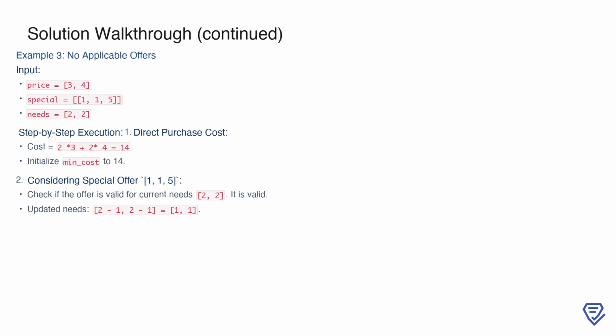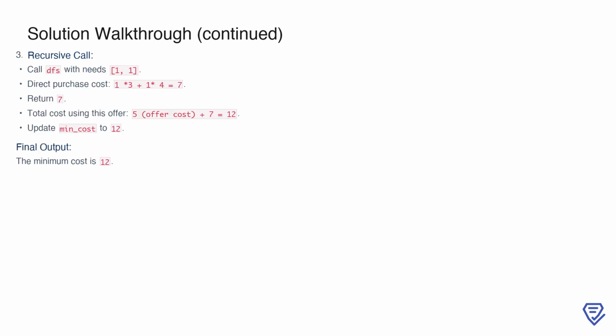To check if it is valid, we verify that the quantities in the offer do not exceed the current needs. Since 1 ≤ 2 for both items, the offer is valid. After applying this offer, the updated needs are 2 - 1, 2 - 1, which simplifies to 1, 1. With the updated needs 1, 1, we make a recursive call to the DFS function.